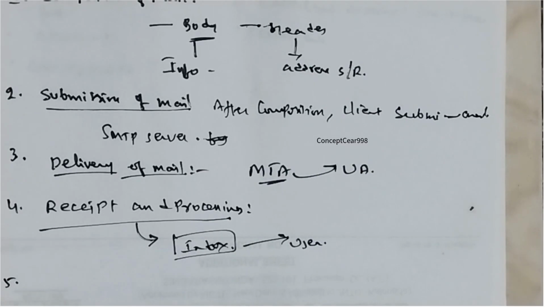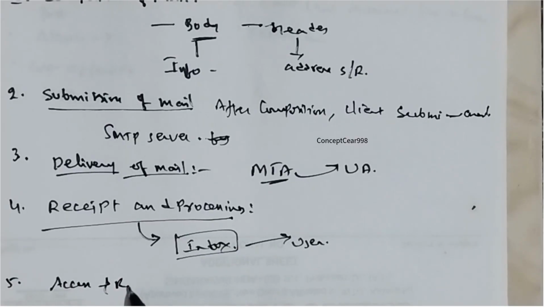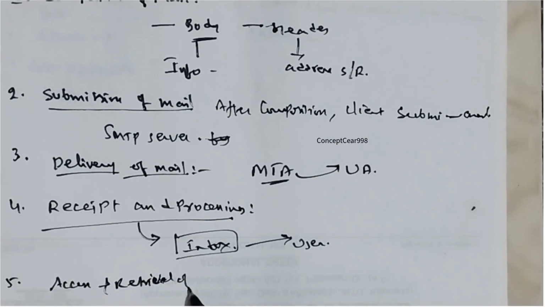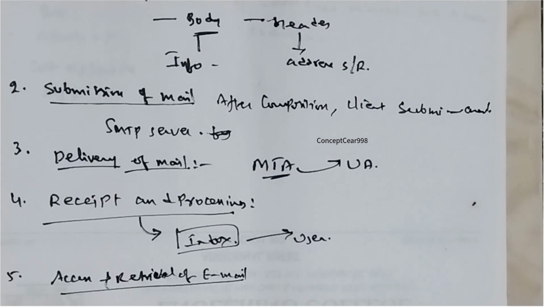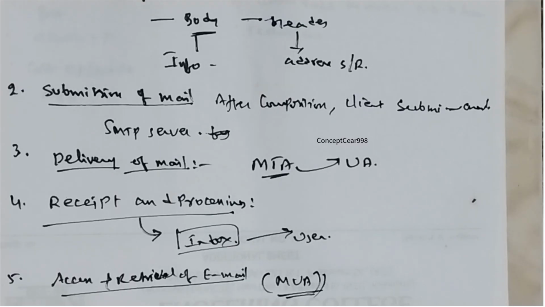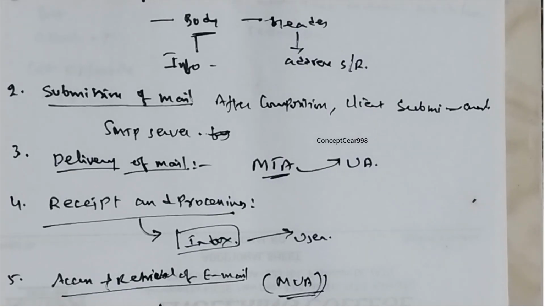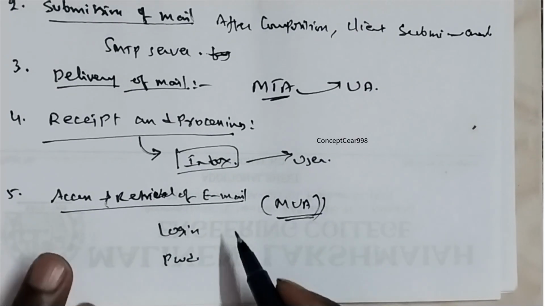And the last one is access and retrieval of the mails. What does access and retrieval of the mails mean? The stored emails can be retrieved by using a mail user agent. When you want to open them, the mail user agent will retrieve your mails from the inboxes. The mail user agent can be accessed only with a login, with the help of the login name and password.